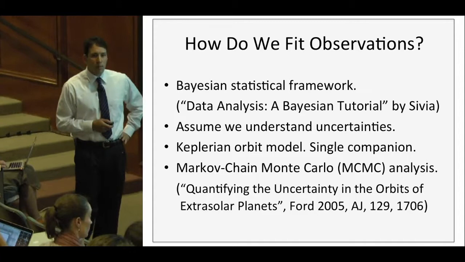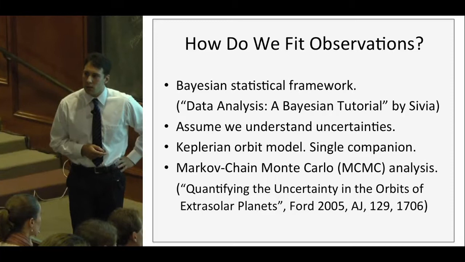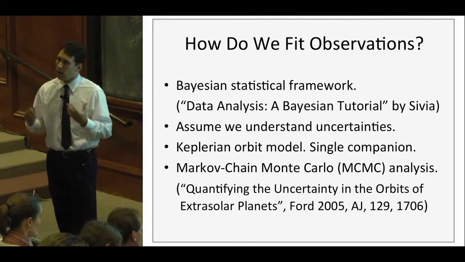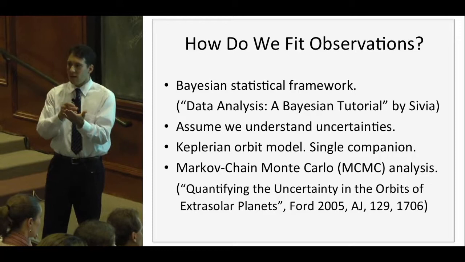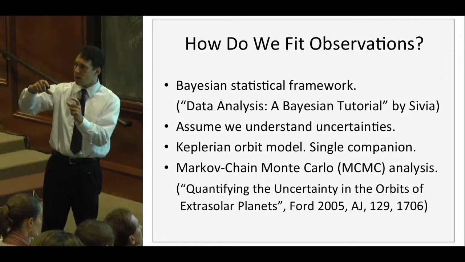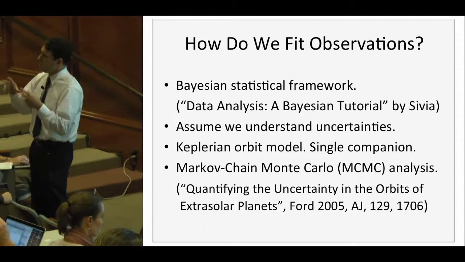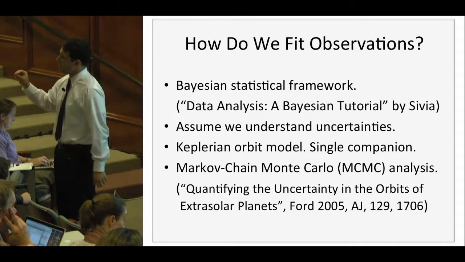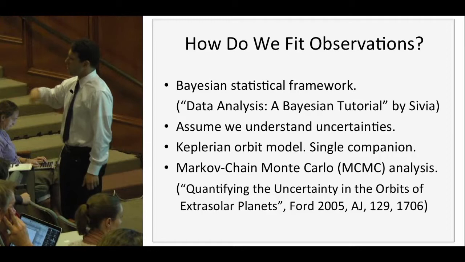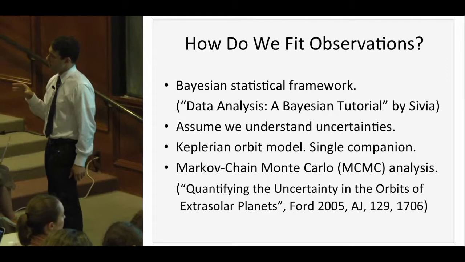Then we use a Keplerian fit. Say you start with a single system, and we use a Keplerian model with the true anomaly and eccentric anomaly and all of these parameters, and we derive what the radial velocity is in time and what the orbit is in time, and we vary those parameters to try to find the best fit. And then we explore this many-dimensional parameter space to try to derive rigorous uncertainties. This is what Bayesian analysis allows you to do. It allows you to extract not just the best fit, but also the uncertainties in all of your parameters.